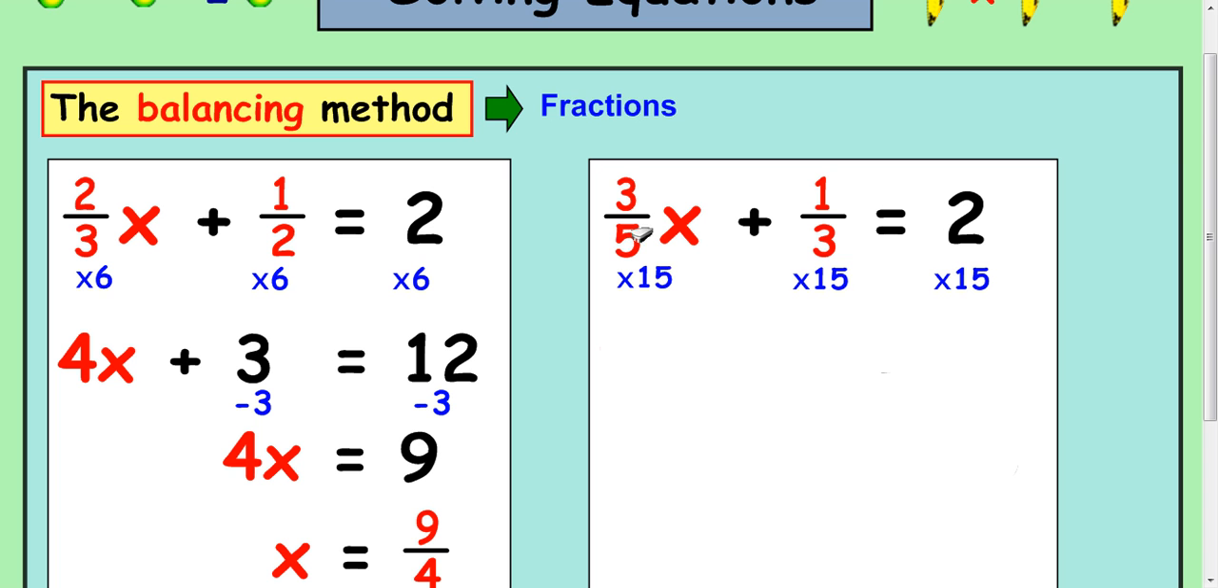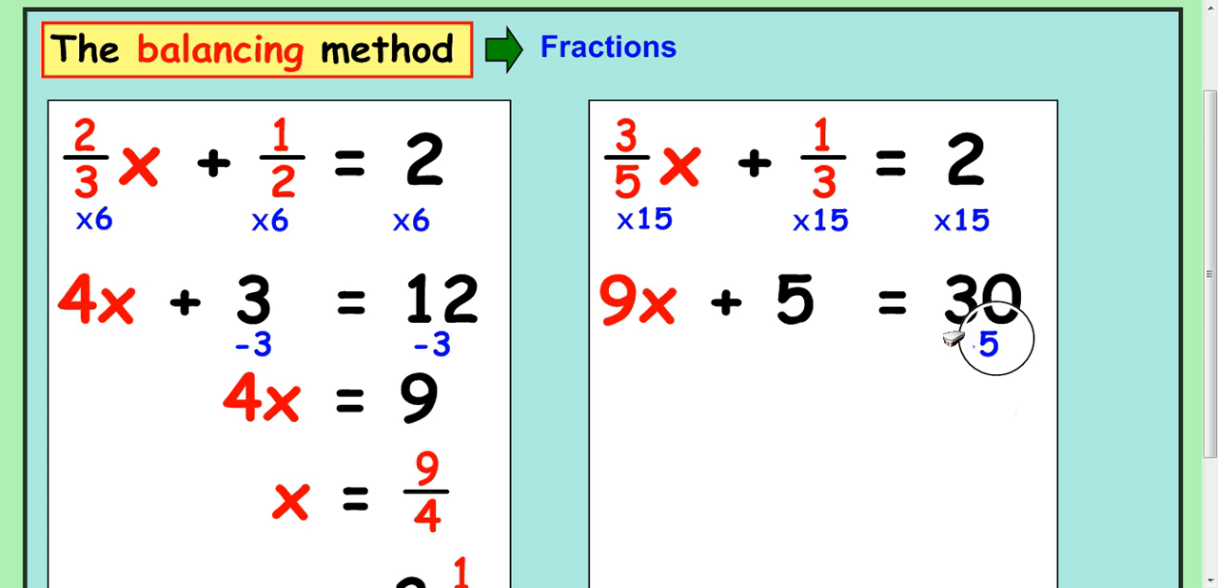So again, 3/5 of 15, do 15 divided by 5 to get 1/5, and that's 3. And then times by the top number. So 3 times 3 is 9. So it's going to give you 9x. 1/3 of 15, that's just 15 divided by 3, so that's 5. And 2 lots of 15 is 30.